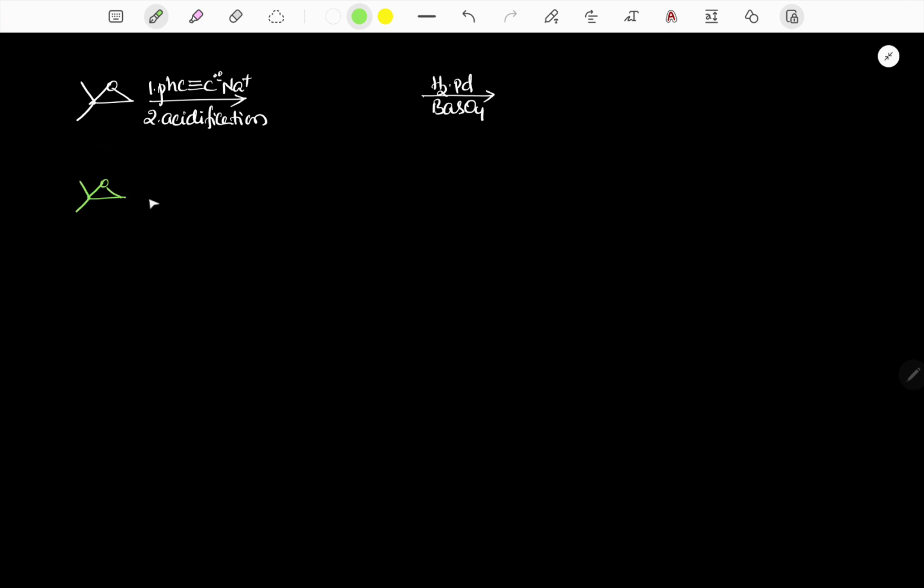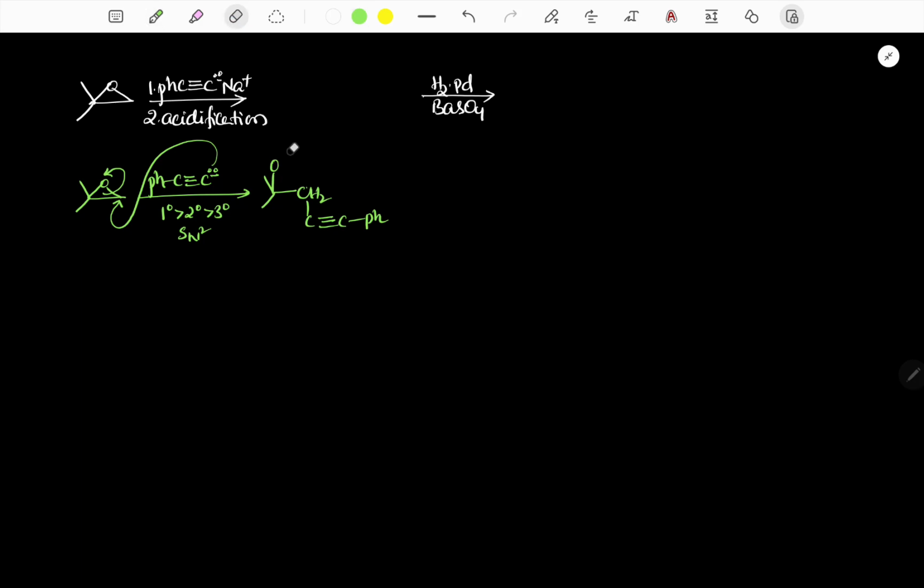Epoxide treated with a nucleophile, PhC≡C-, it is a nucleophile. So the nucleophile attacks at the primary carbon, ring opening takes place. Because this reaction follows an SN2 type of reaction, and in SN2 we know that primary is more reactive than secondary, secondary is more reactive than tertiary. Therefore the corresponding product is like this. So it is our corresponding product.